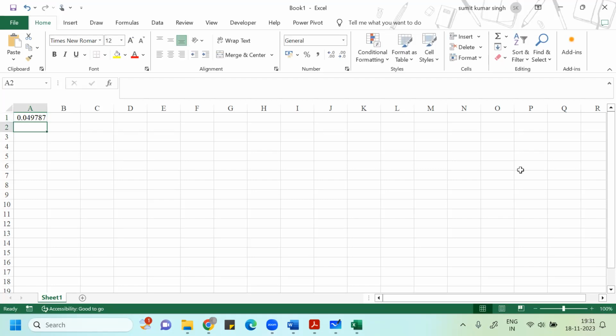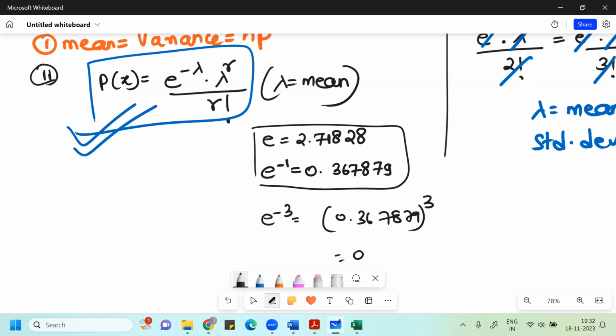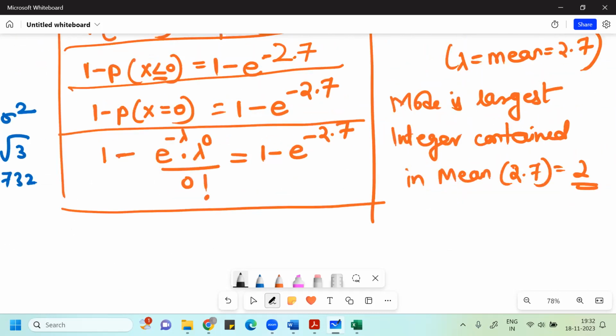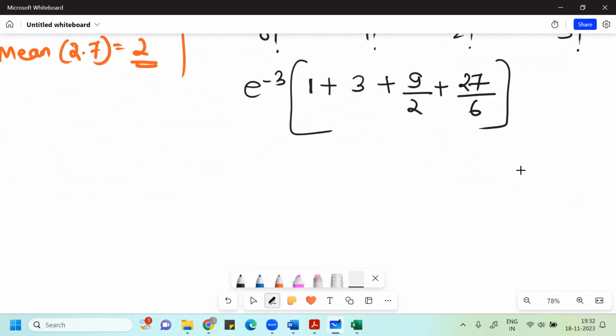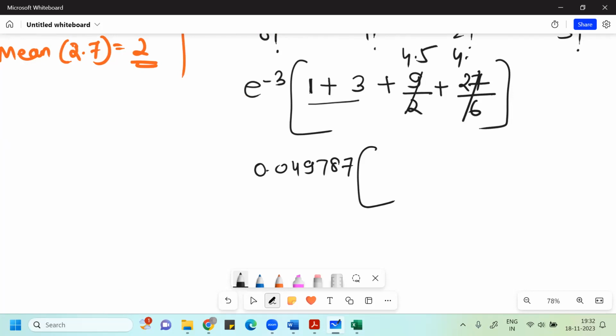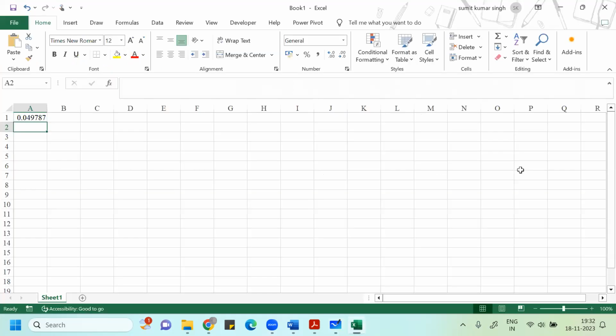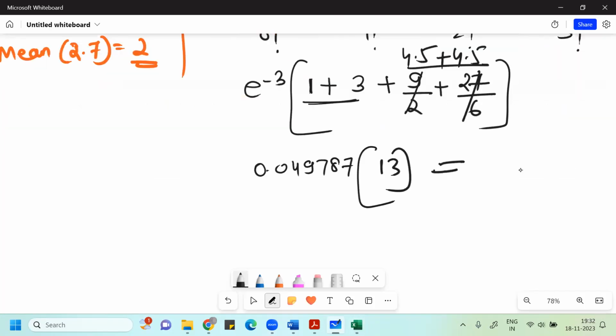It's 0.049787. This is 4, this is 4.5. 4.5 plus 4.5 is 9. 9 plus 4 is 13. Just solve this. This is the answer. 0.647 something.